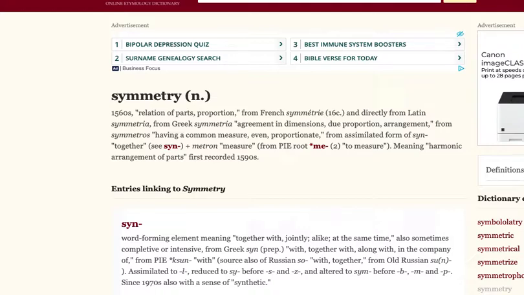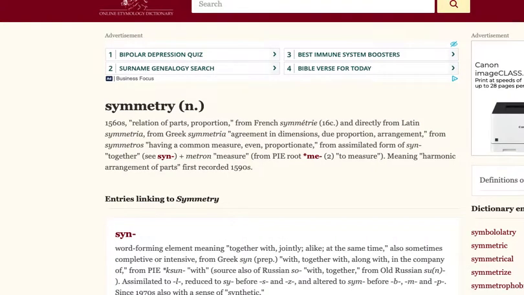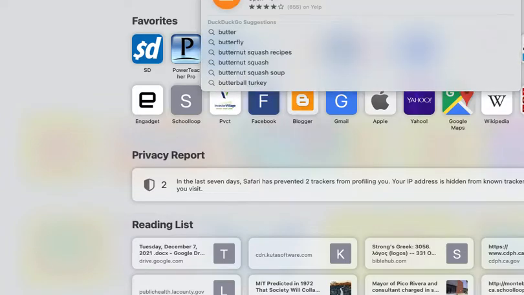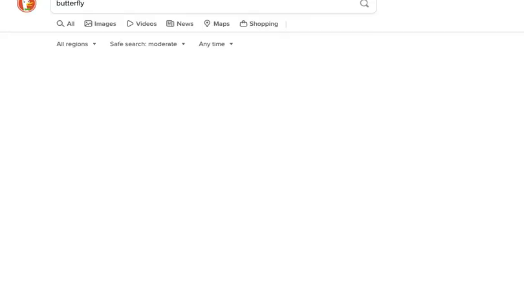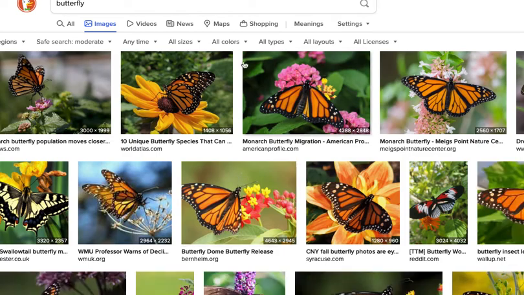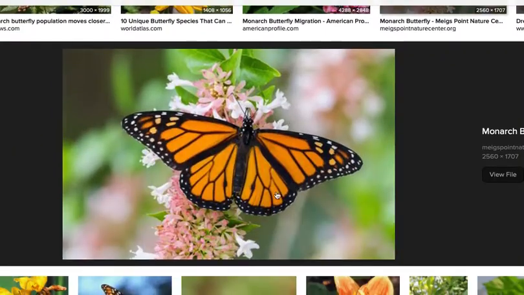One of the most common examples is of a butterfly. We see that a butterfly has wings that really look the same on both sides. So we would call that symmetry.